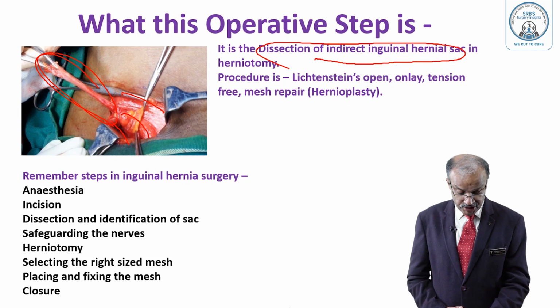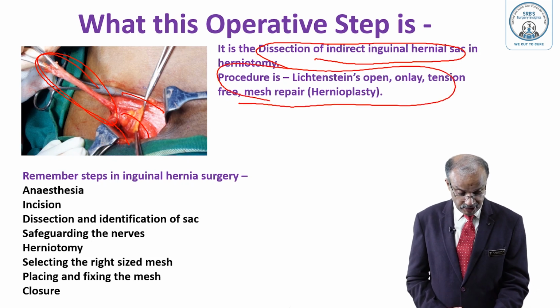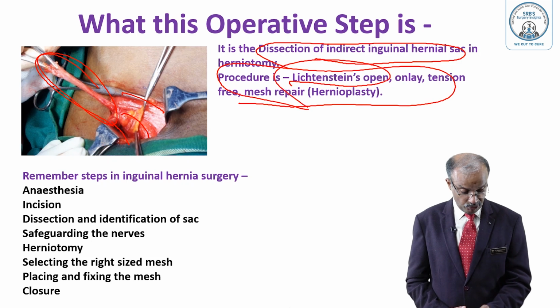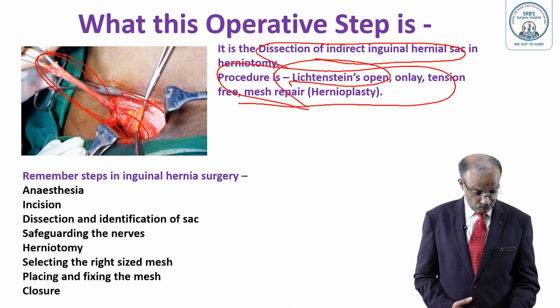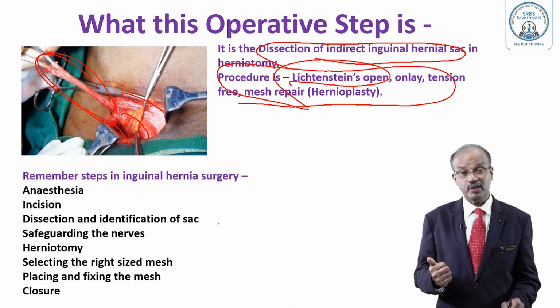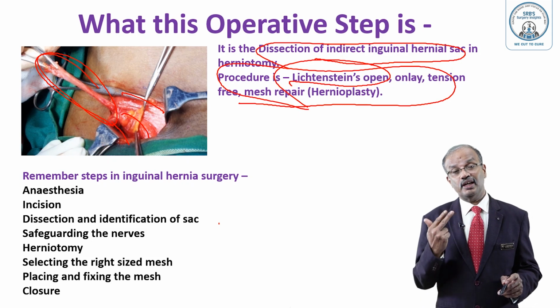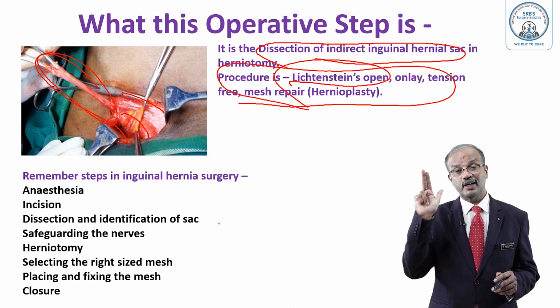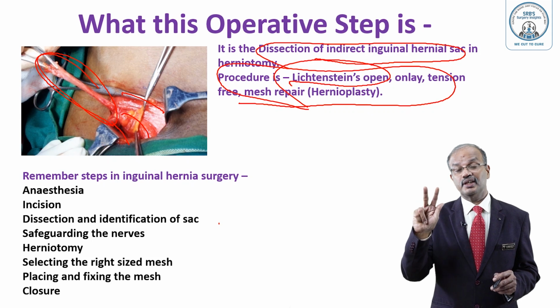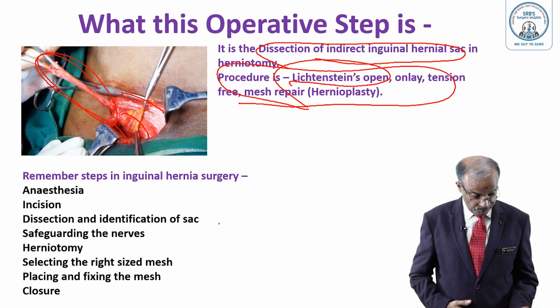So it is called Lichtenstein's open, onlay, tension-free mesh repair. These wordings are very, very important. Spelling of Lichtenstein is also very, very important. Remember. So anesthesia, remember, incision, dissection of the sac, identification of the sac, I said, safeguarding nerves: ilioinguinal nerve, iliohypogastric nerve, genital branch of genitofemoral nerve. There are 3 nerves: ilioinguinal, iliohypogastric, genital branch of genitofemoral nerve.